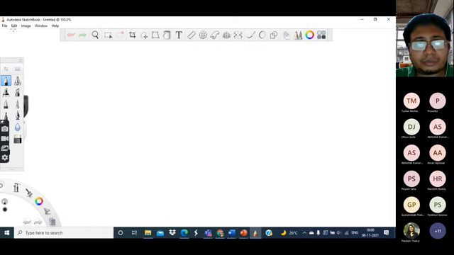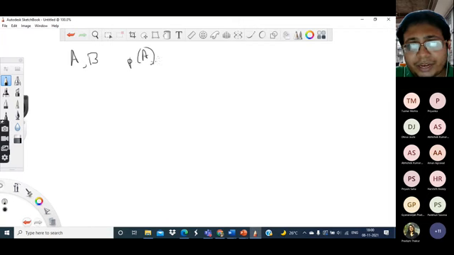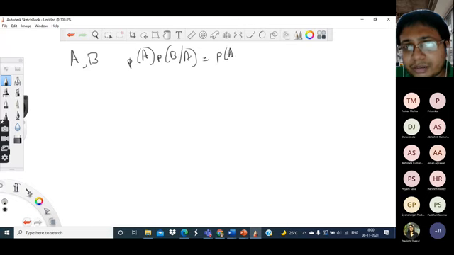You are all familiar with it. Bayes theorem basically says, you have two random variables a and b. So Bayes theorem says p of a times p of b given a is equal to p of a given b times p of b. This is Bayes theorem.